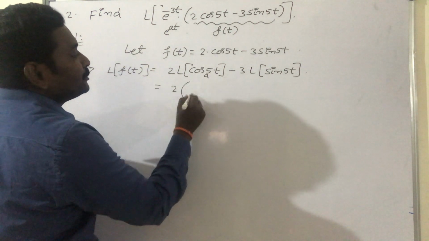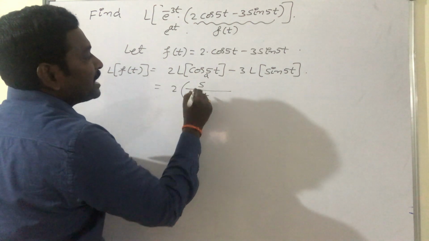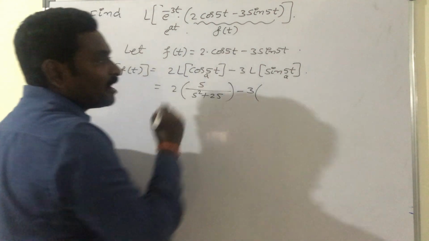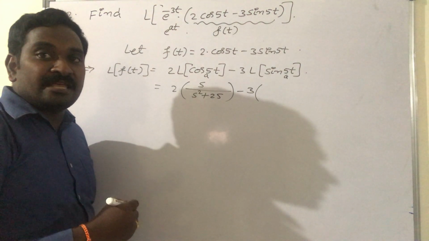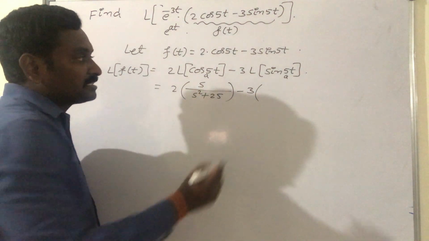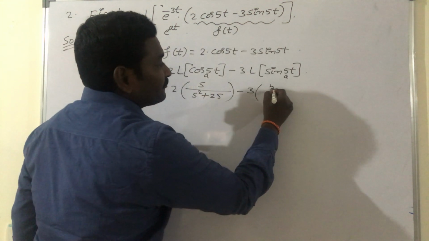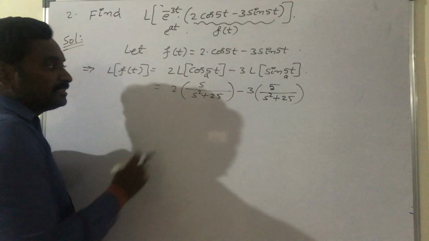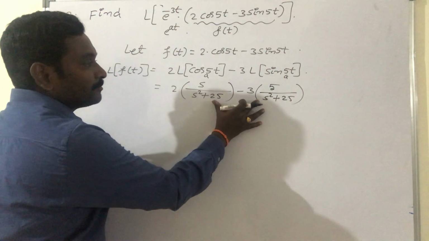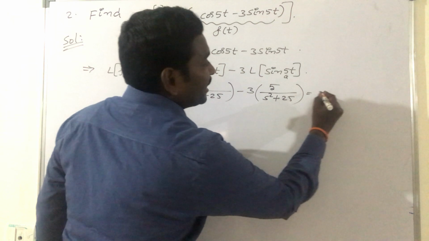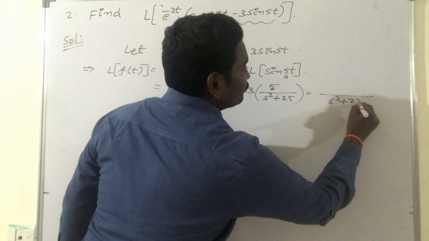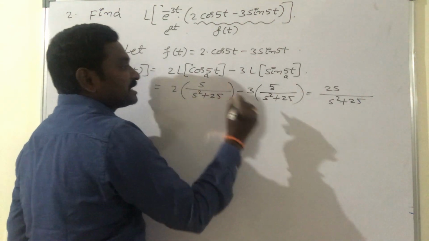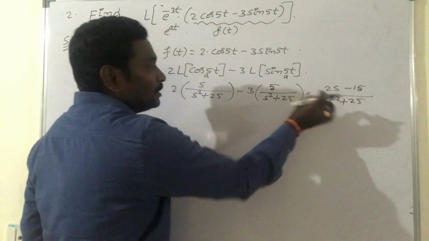So you will get 2 into s by s square plus 5 square, which is 25, minus 3 into, it is in the form of L of sin at. What is L of sin at? a by s square plus a square, and the value of a is 5. So you will get 5 by s square plus 25 again. And take the LCM, because both denominators are the same. That's why club the terms. So you will get s square plus 25 is the LCM. 2 into s, 2s, minus 3 5s are 15. By taking the LCM, you will get this term.